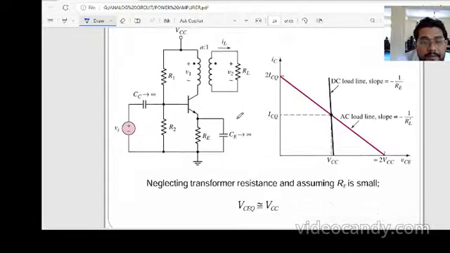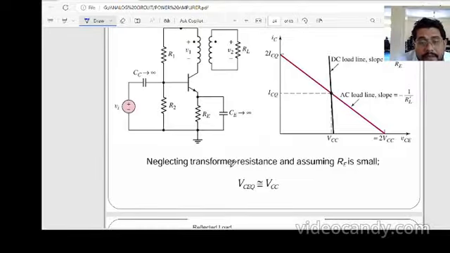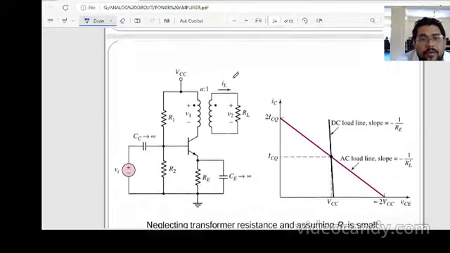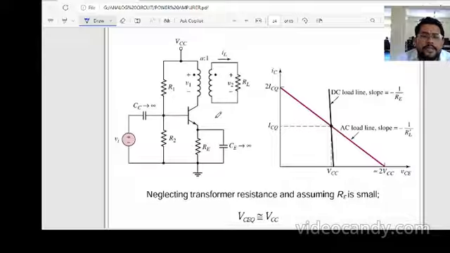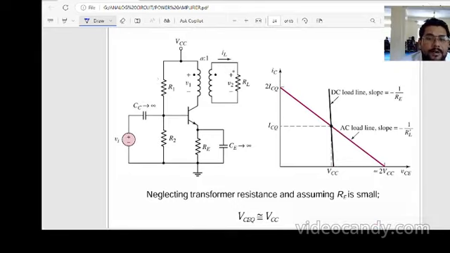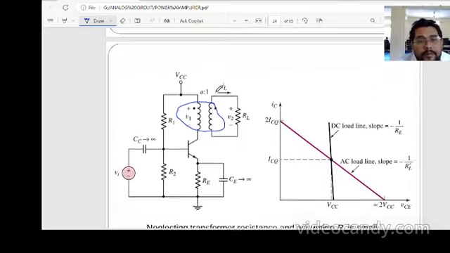This is the RC coupled amplifier. Neglecting the transformer resistance, assuming RE is 0. So this is the transformer coupled amplifier. What we have discussed as the RC coupled amplifier, only here it changes. This is the DC load line with slope 1 by RE. For the AC load line, the slope is 1 by RL. This is the circuit of the transformer coupled amplifier.